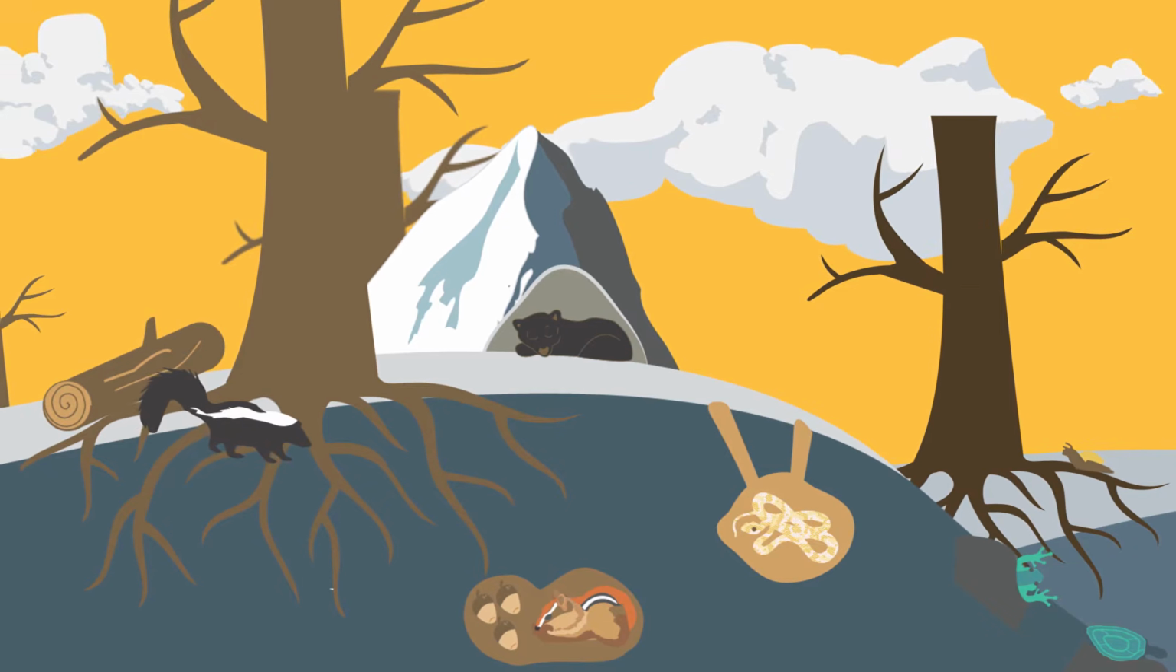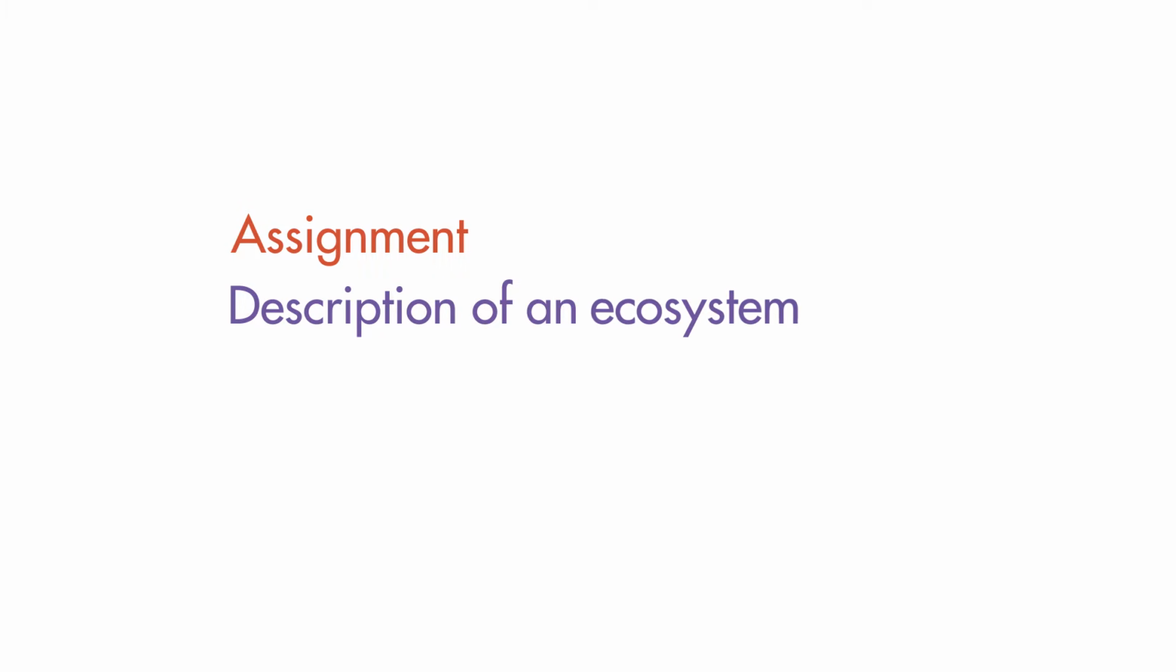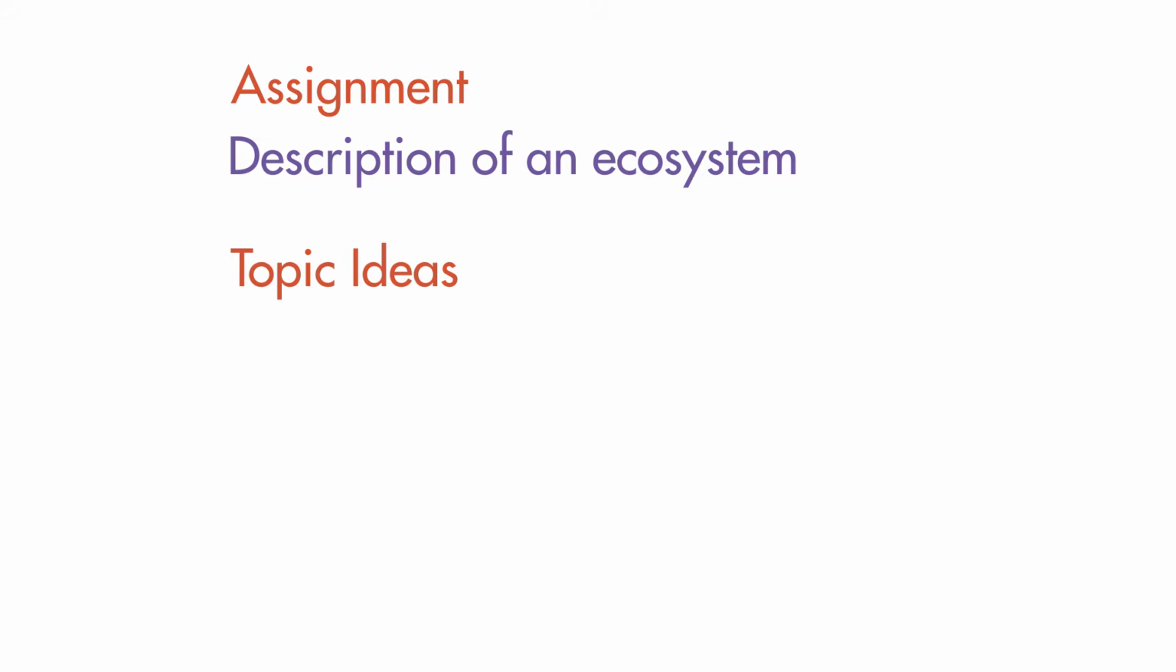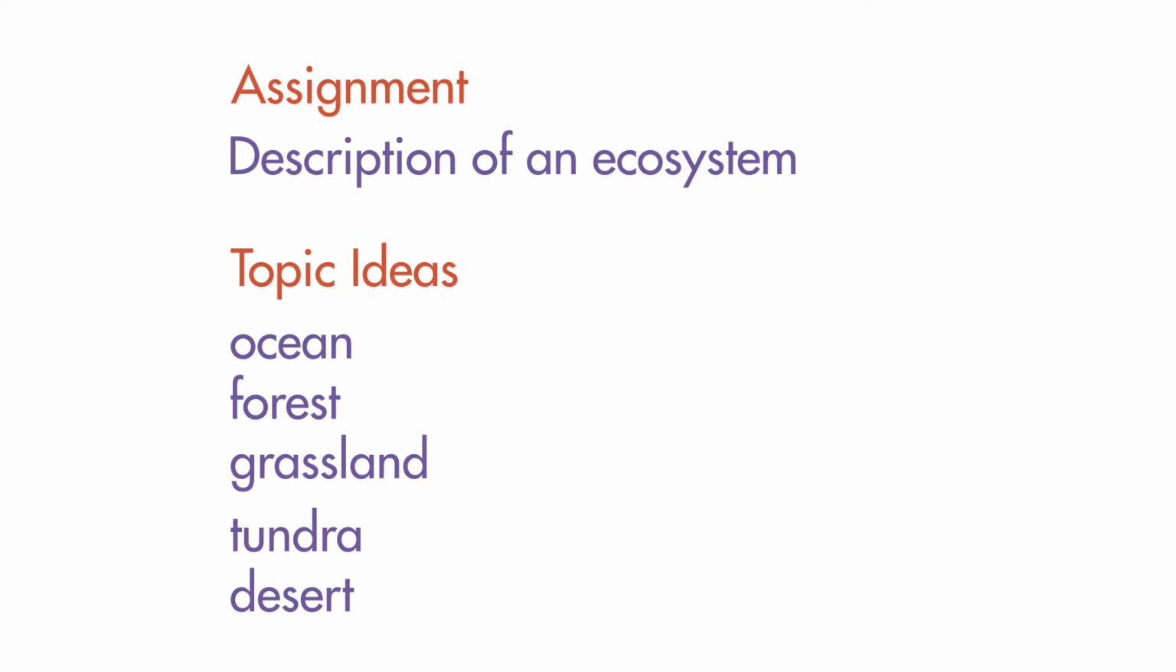Time to pre-write. First, write your assignment. Description of an ecosystem. Now, list whatever topic ideas come to your mind. That's called brainstorming. What are some cool ecosystems? How about ocean, forest, grassland, tundra, or desert? Now, pick a topic. Which is most interesting to you?